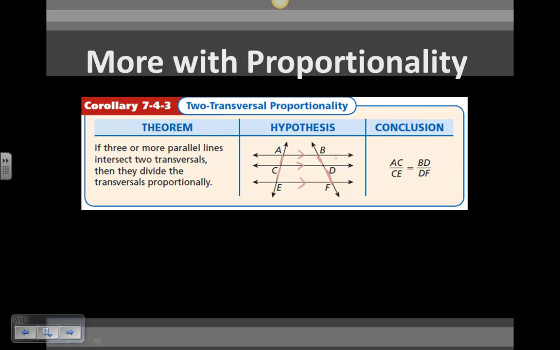It's really the triangle proportionality theorem if we were to extend it somehow and make a triangle. It's very connected to that. So it's a result of the triangle proportionality theorem.